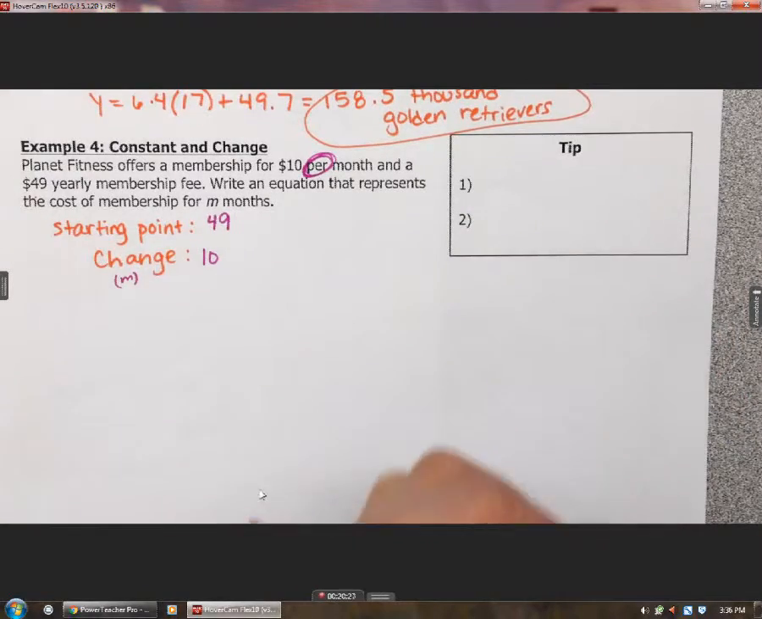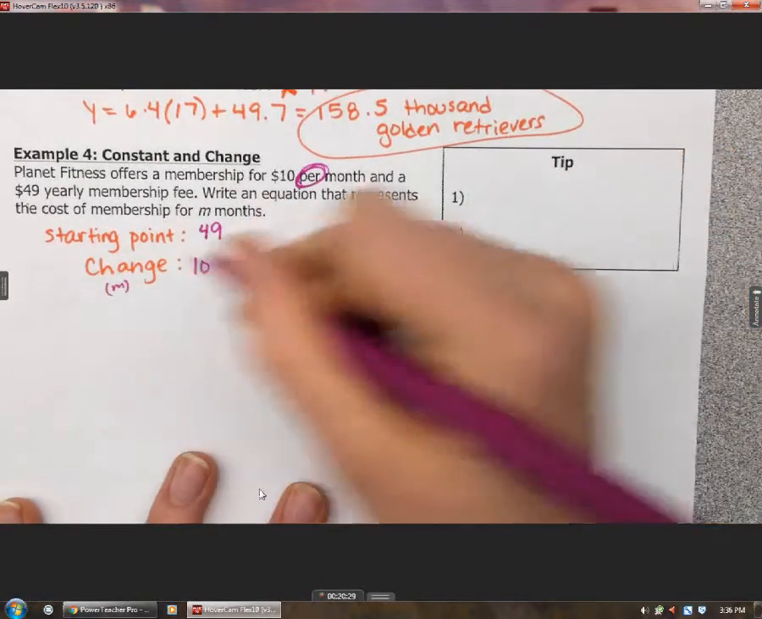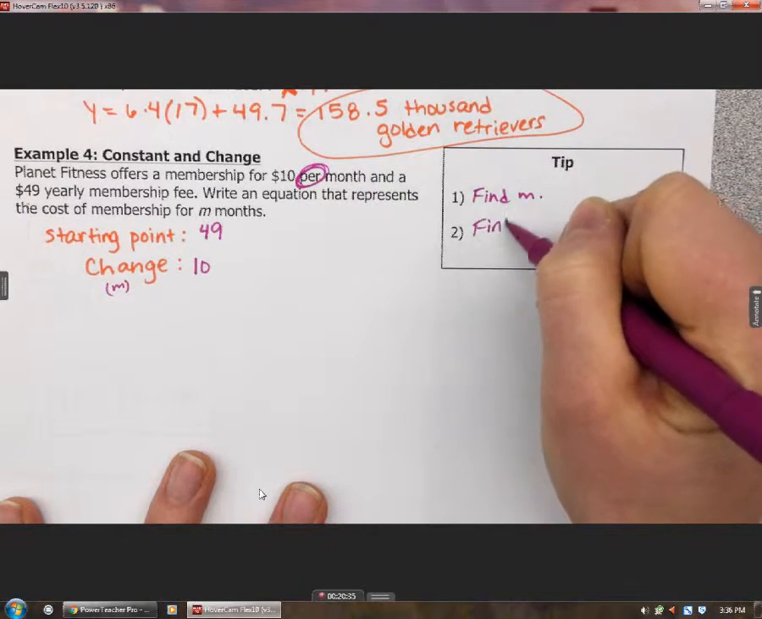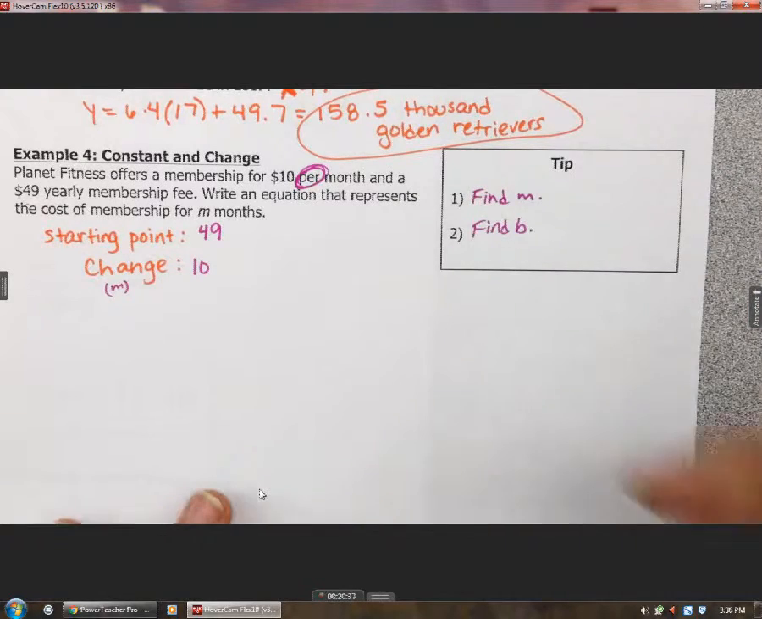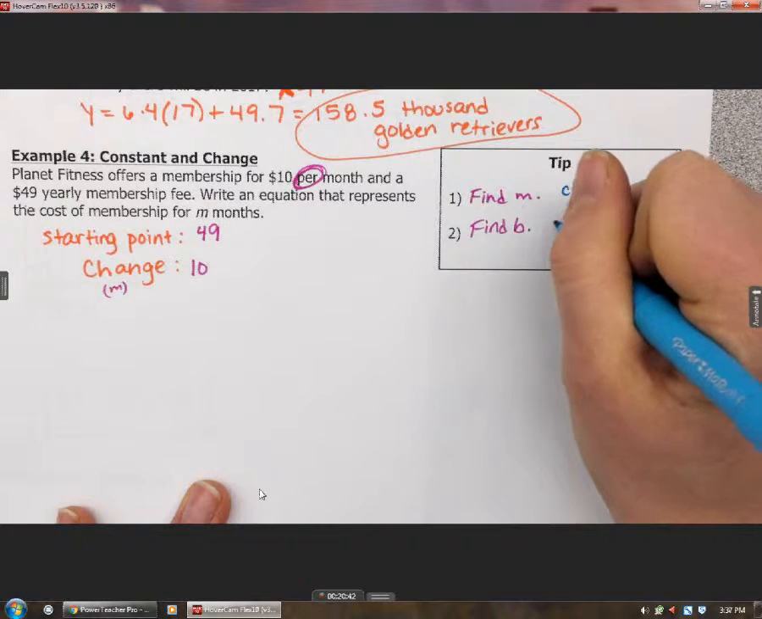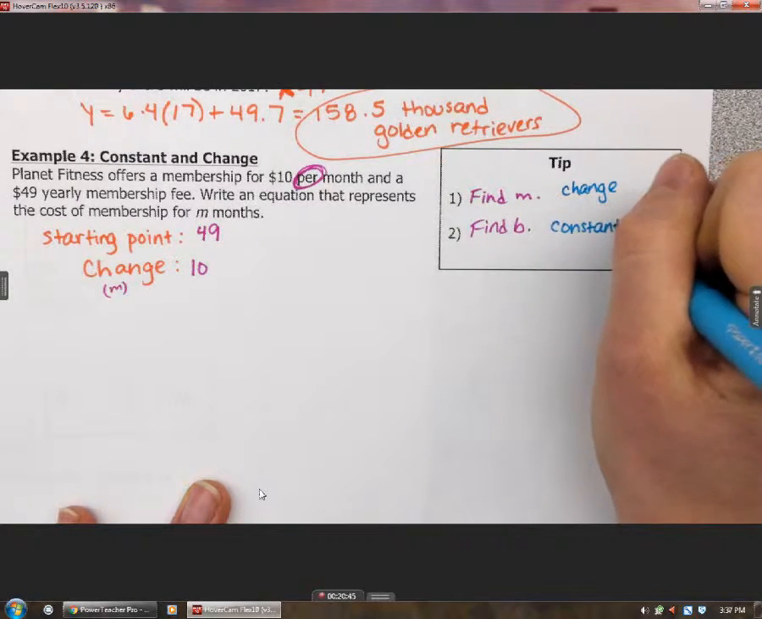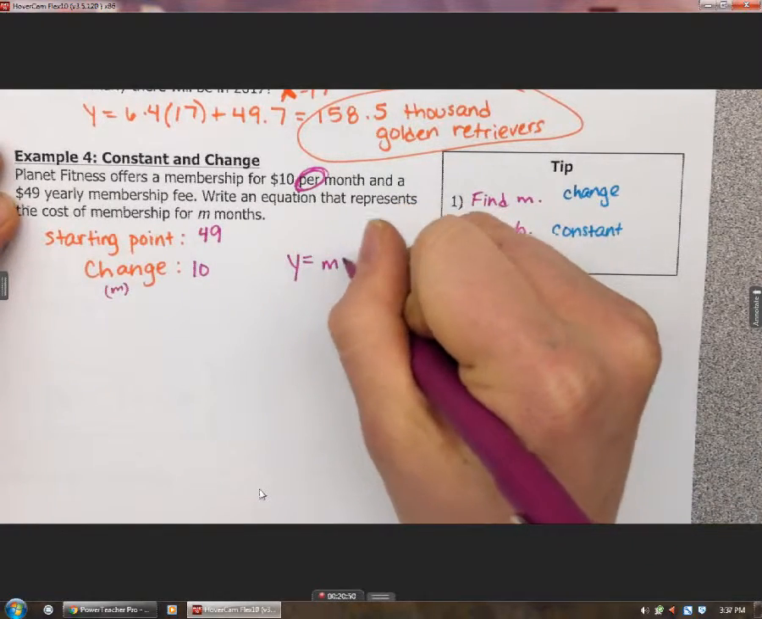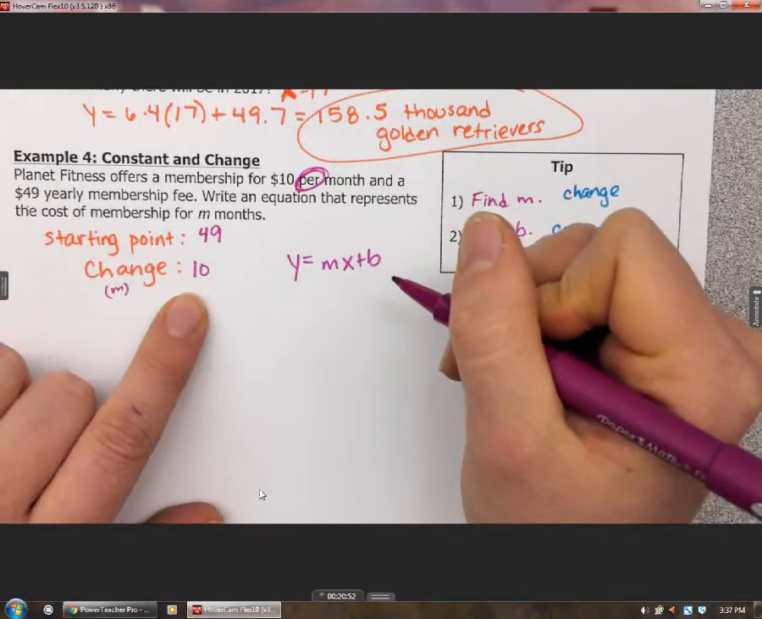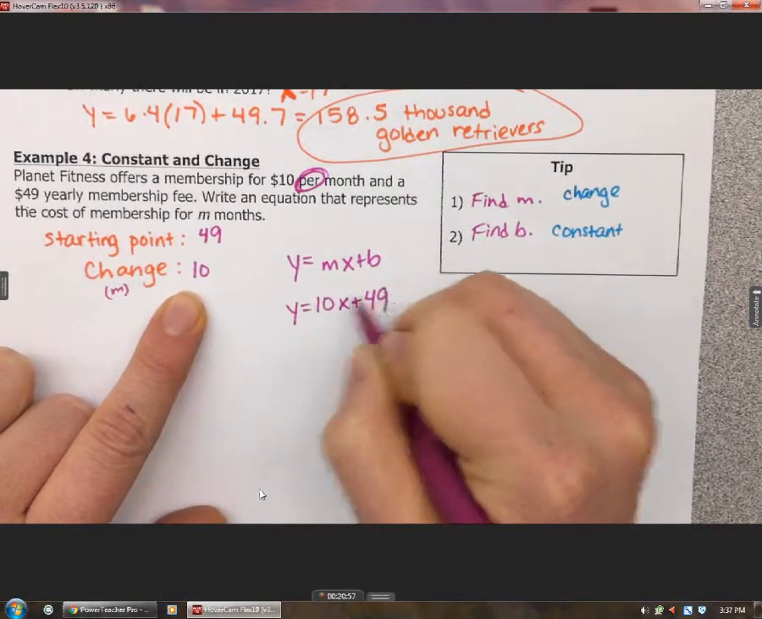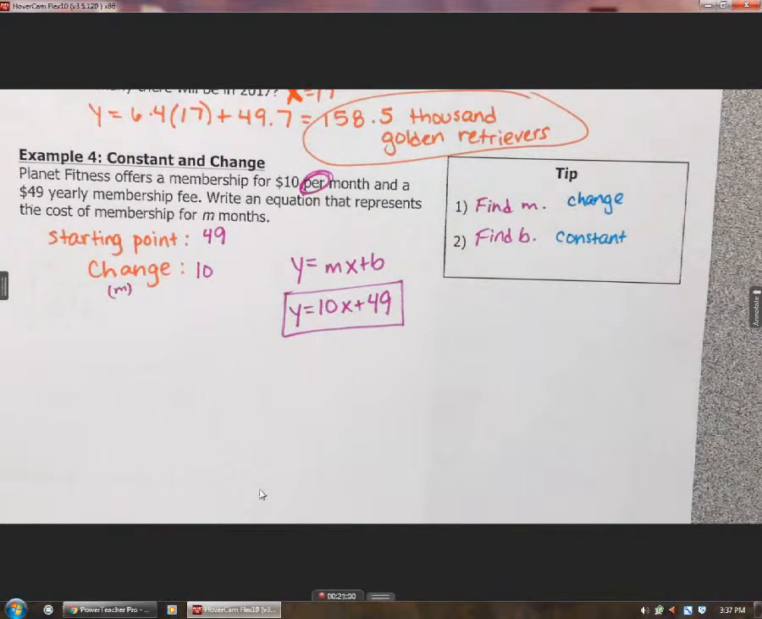Write an equation. So the tip right here, I guess I already kind of did it on the side. Find m. Find b. m is the slope, the change. b is the constant, or the starting point. Once you have that, we know our equation is y equals mx plus b. Change is 10, so that's 10x plus 49. Done. A lot of words, doesn't take a lot of math, just got to plug it in.